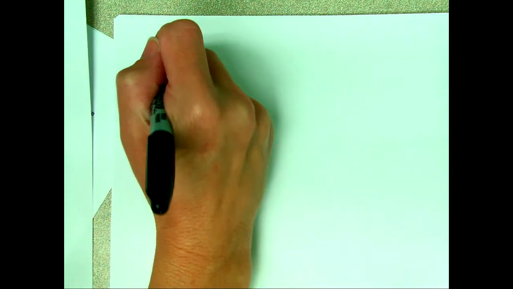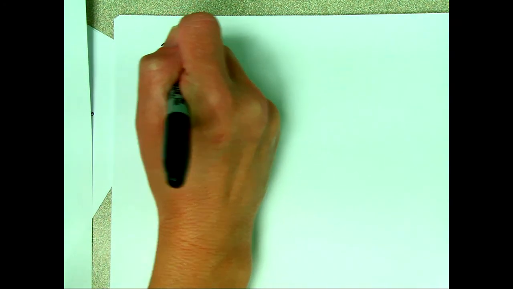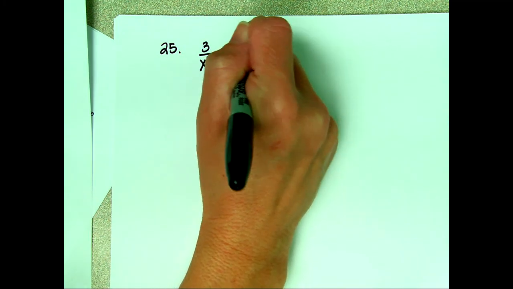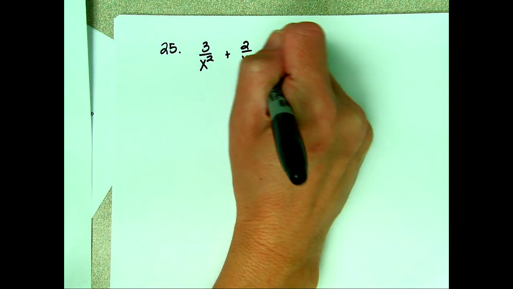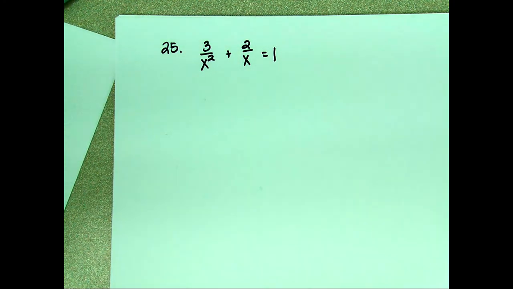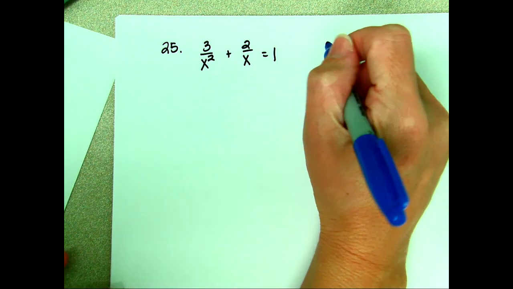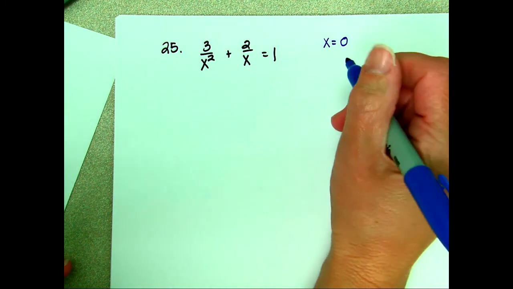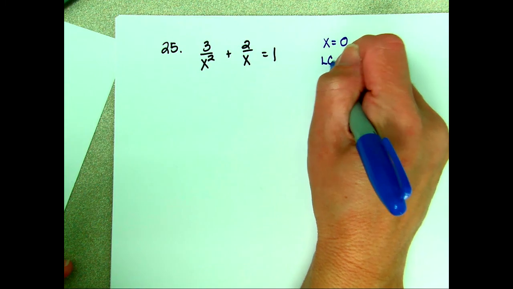Solve the rational equation. We're first going to look for our restrictions. The denominators with variables, we set equal to 0. So if x were equal to 0, that would be a restricted value. We also want to find our LCD. Our LCD would be x squared.